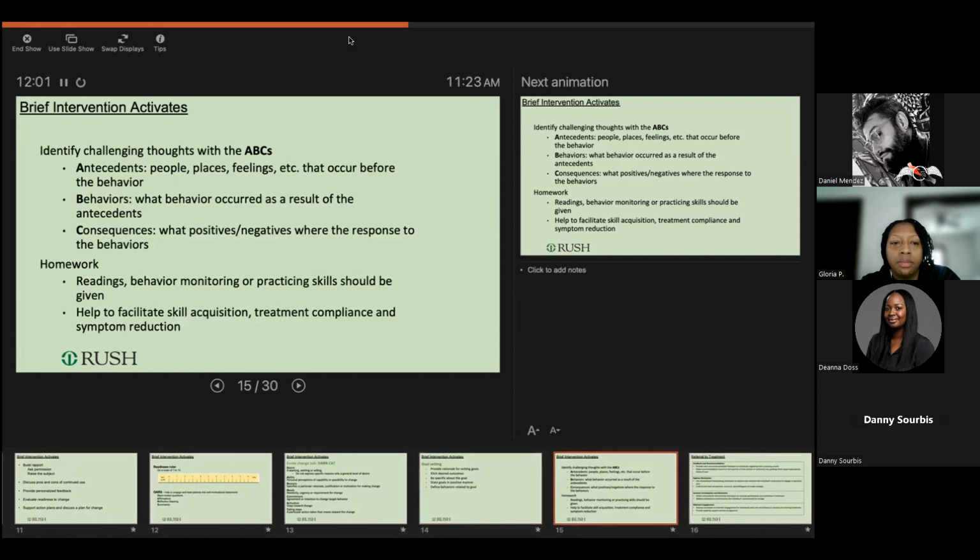We also have the ABCs: the antecedents, the behaviors, and the consequences. Antecedents are people, places, feelings, etc., that occur before the behavior. Behaviors are what behaviors occurred as a result of the antecedents. Consequences are what positive attitudes were the response to the behavior. And then in most cases you will end with homework. Readings, behavior monitoring, or practicing skills should be given, to help facilitate skill acquisition, treatment compliance, and symptom reduction.